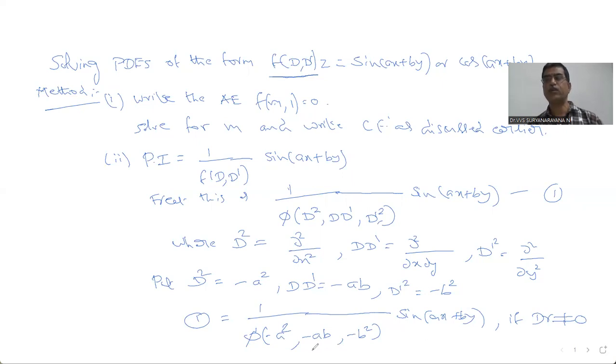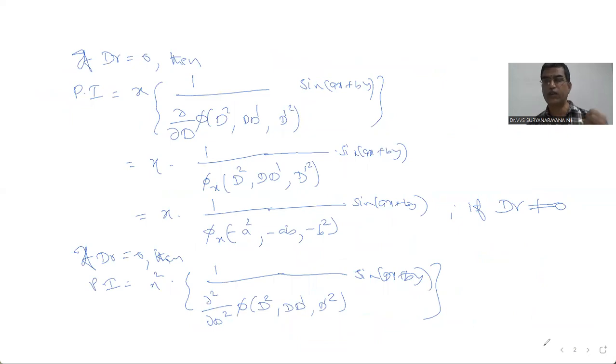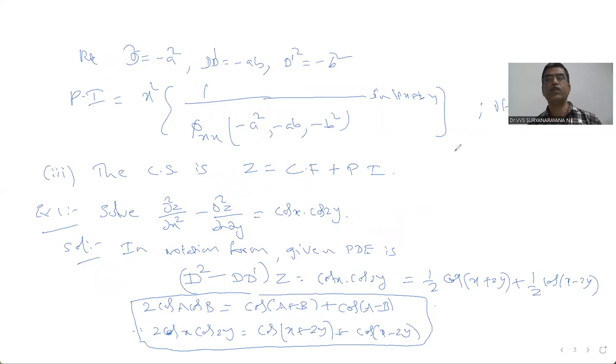Then if the denominator is not equal to 0, we'll stop there itself for the particular integral. If the denominator becomes 0, then replace the denominator with its partial derivative with respect to D and multiply outside with x. Still, if the denominator becomes 0 after replacing D square with minus a square, D D dash with minus ab, D dash square with minus b square, then multiply with one more x, replace the denominator with the second partial derivative with respect to D, and then apply the same process. This is the method of finding the particular integral. And the last step, declare the solution as z equals CF plus PI.